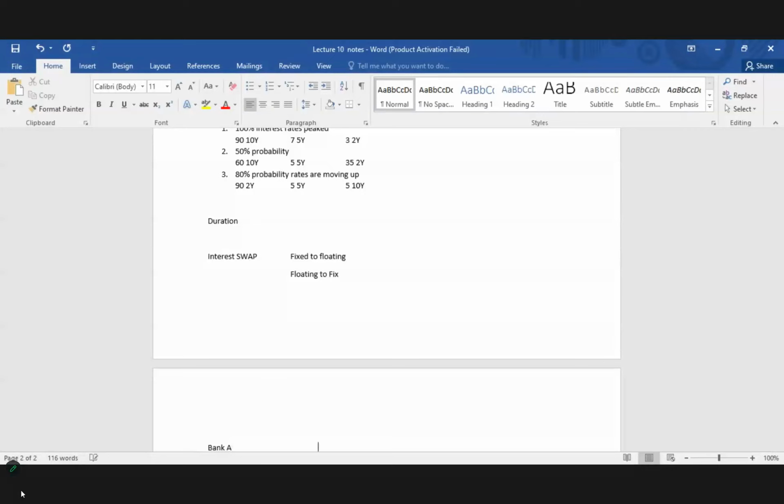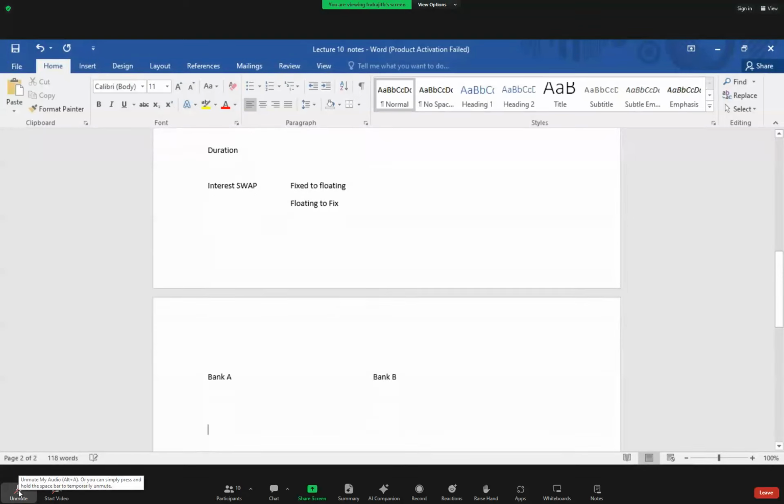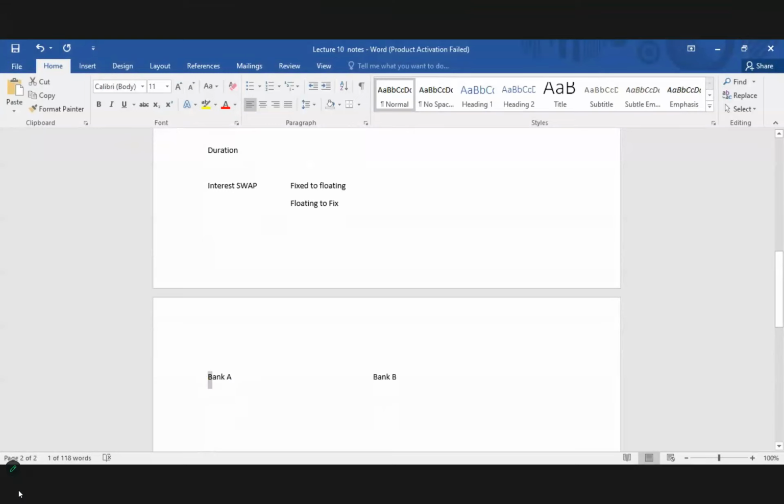You can see the Word document, right? Can you see the Word document now? Okay. So there are two banks, Bank A and Bank B. Let's say Bank A wants to buy $1 million. Right? So this basically shows where it is going. So Bank A wants to buy $1 million.